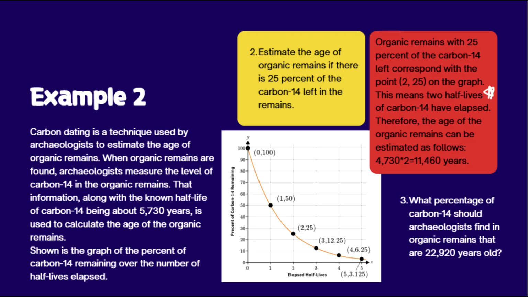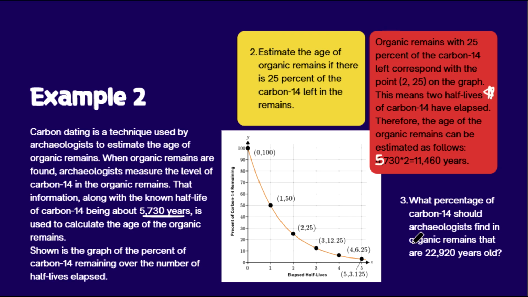Therefore, the age of the organic remains can be estimated as follows. This is a typo. This should be a 5. Okay, 5,730, which is given to us right here, times 2 is equal to 11,460 years old. So if they found something that had carbon in it, some organic life form that was this old, it would be approximately 11,460 years old.